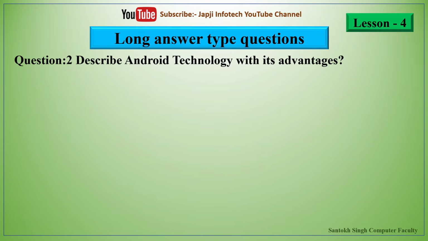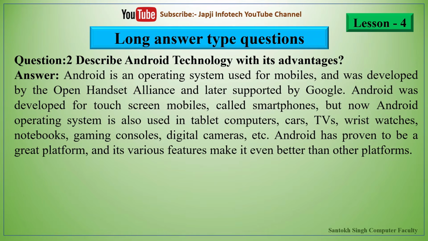So the second question is: describe Android technology with its advantages. Android is an operating system used for mobile and was developed by the Open Handset Alliance and later supported by Google. Android was developed for touchscreen mobiles called smartphones, but now the Android operating system is also used in tablets, computers, cars, TVs, wristwatches, notebooks, gaming consoles, digital cameras, etc. Android has proven to be a great platform and its various features make it even better than other platforms.